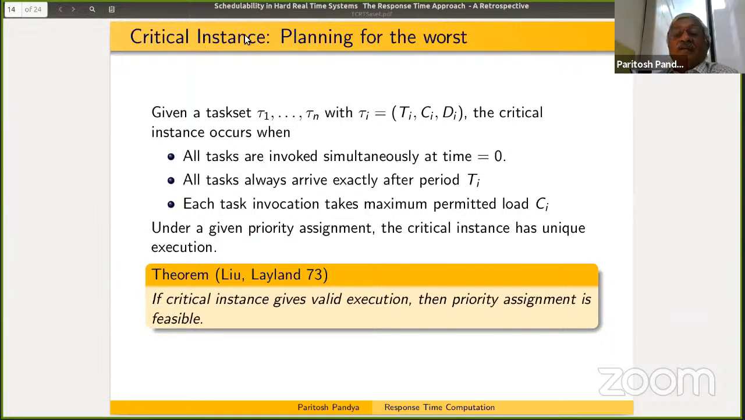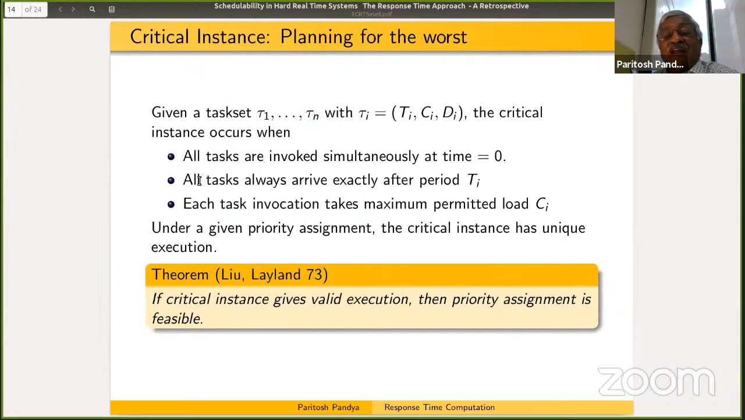So they said, given a task set tau 1 to tau n with these characteristics, let us say that all tasks are invoked simultaneously at time zero. That is, you start the system with full demand. Everybody wants to run right at time zero. They are all perfectly synchronized to start wanting to do their thing in the beginning. They are all full steam guys. This is bad for the processor. It will have a hard time meeting the response because it has to satisfy everything.